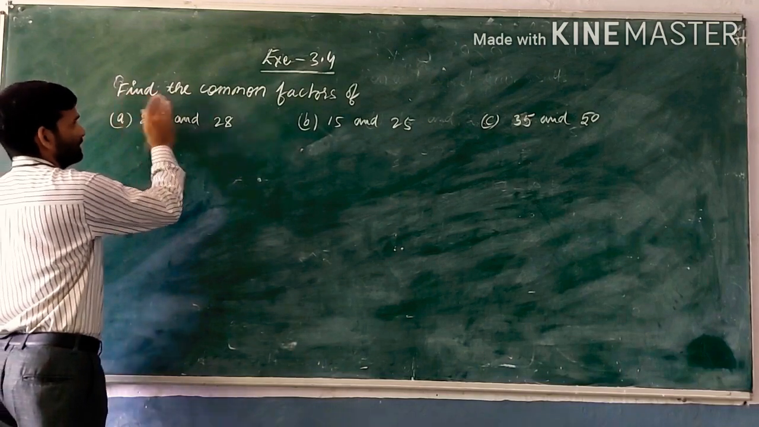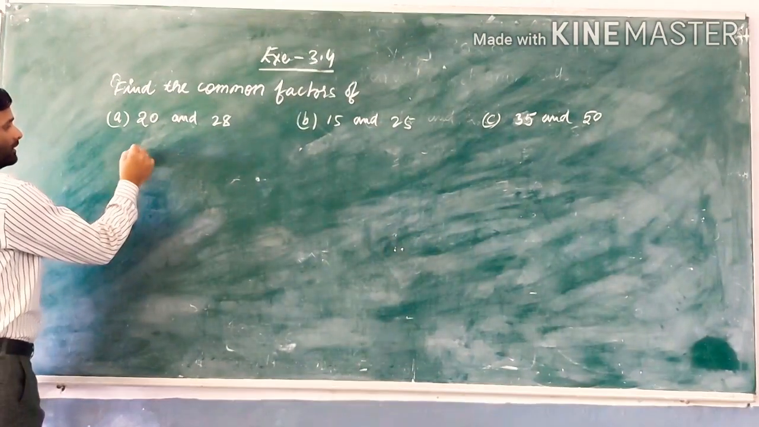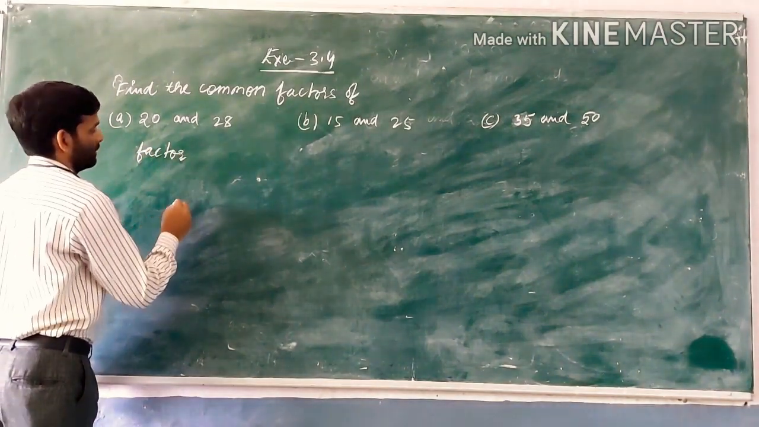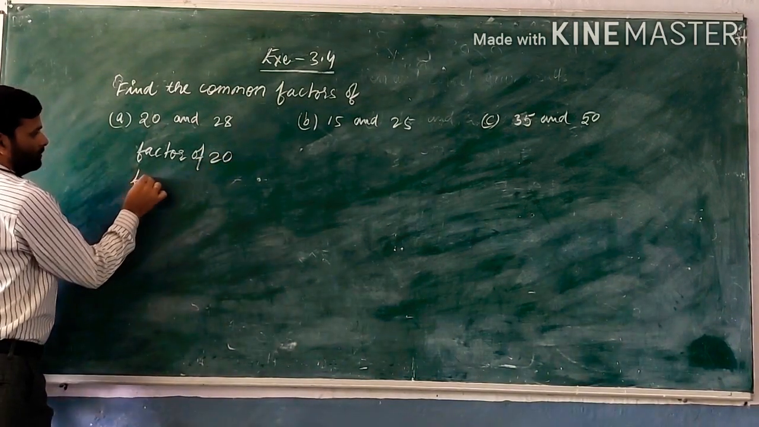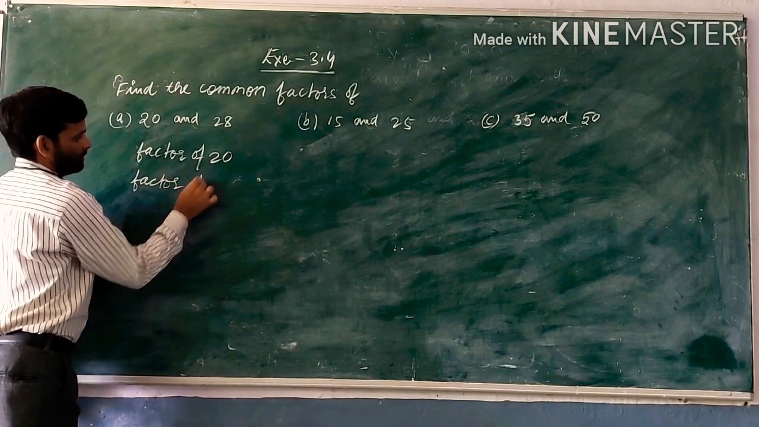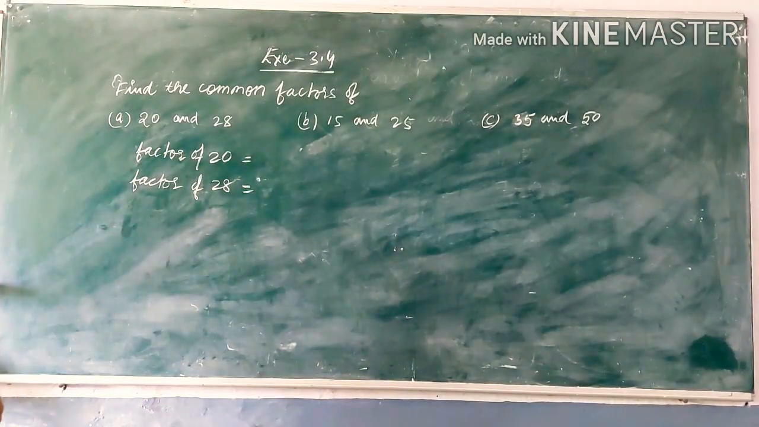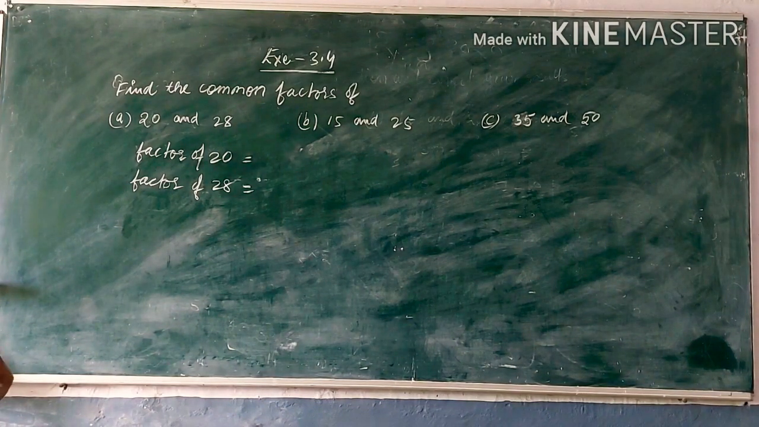Now start, find the common factor of 20 and 28. You write the factor of 20 and factor of 28. Factor of 20 and factor of 28. You write the factor of 20 and factor of 28.